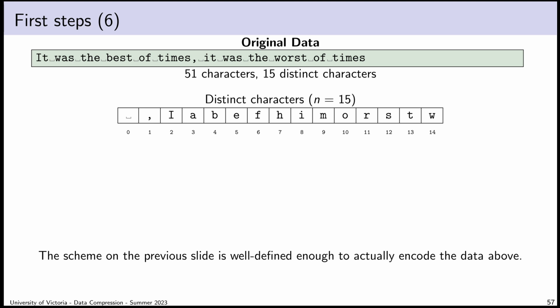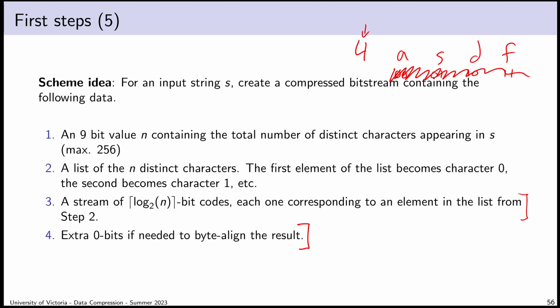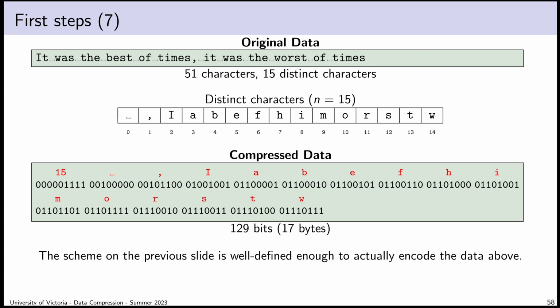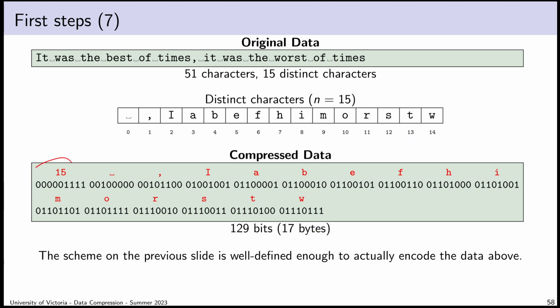All right, so if I take my 51 character excerpt of my original text, there are 15 distinct characters, so n equals 15. And here is my list of characters. So to provide this to the decompressor, for steps number 1 and 2 of my scheme, before I output even the first character of my message, I have to tell the decompressor what character set I'm working with. And that means I've got my 9-bit value for the number of characters, 15, followed by a list of the 8-bit encodings of each of the different characters I'm going to use. So space, then comma, then uppercase I, then A, then B, and so on.